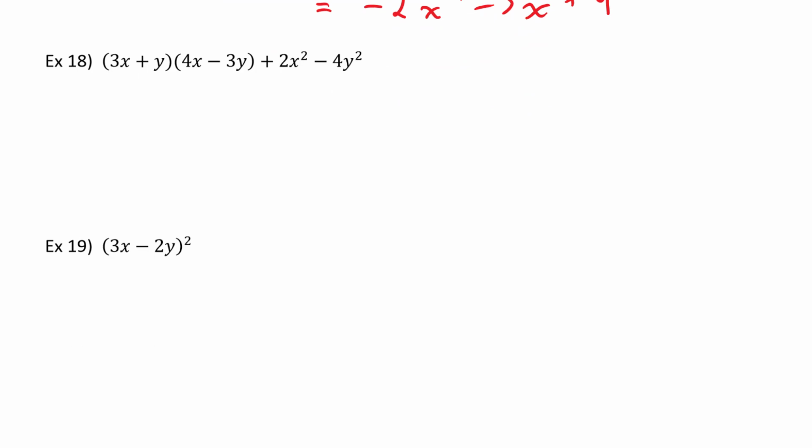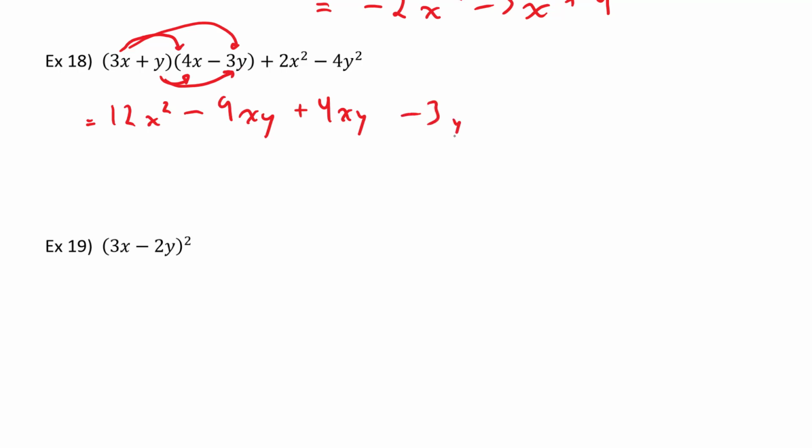Try example 18 on your own right now. Expand and then simplify. Let's take it up. So let's do FOIL. First, 12x squared. Outside, minus 9xy. Inside, plus 4xy. And then we have last, minus 3y squared. We then have 2x squared minus 4y squared.